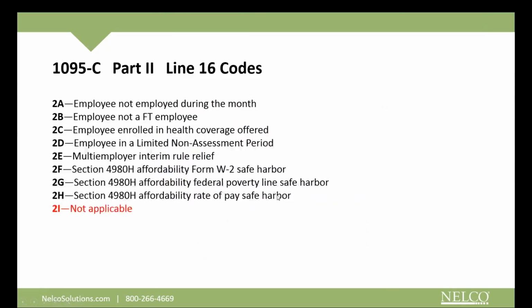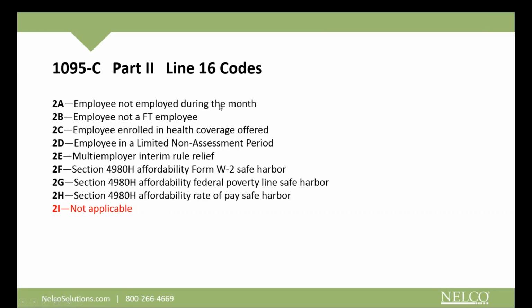So not a whole lot of codes here, but there is a hierarchy to these codes and the codes that you want to choose. The first is multi-employer and interim rural relief. If you have that situation where there is a union situation mostly, you would use code 2E. That is the first one you look at to see if it is applicable. If it is not applicable, look at code 2C, the employee enrolled in the health coverage that you offered, or one of the coverage that's offered. Again, any of the coverage that was offered, they took, you're good. Put 2C in.